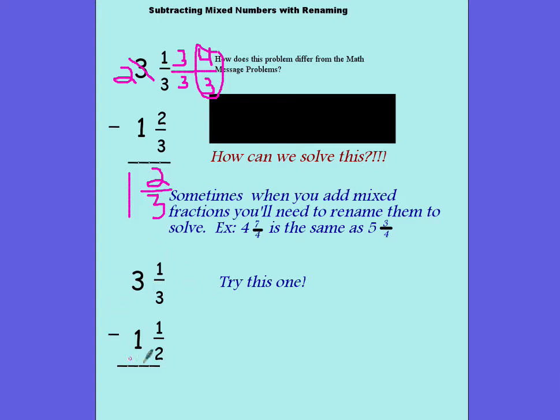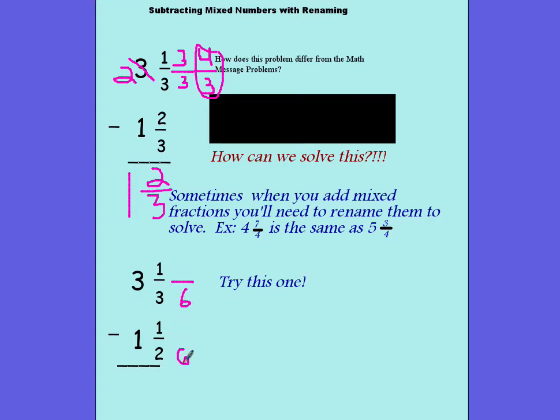Taking a look at another example. First, check to make sure that we have a common denominator. In this case, we have thirds and halves. Are they common? No. So let's find a common denominator. I know that a quick common denominator would be 6. 3 times 2 is 6.